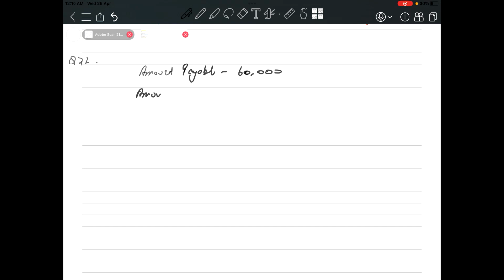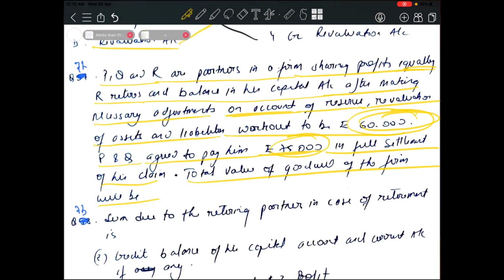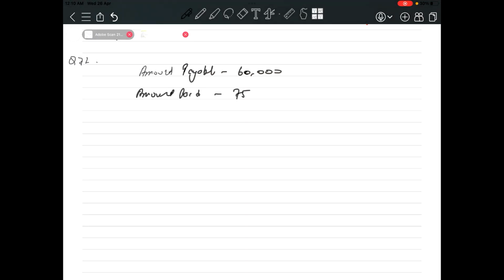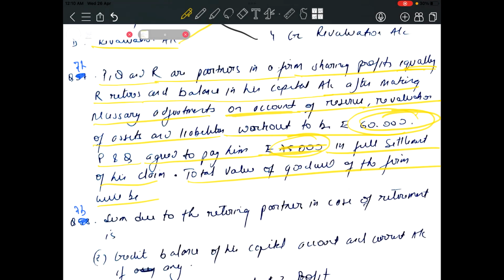And what is the amount paid? Amount paid is 75,000. So they have paid an extra 15,000. This is for what? Goodwill, we know that. We have solved it in the previous question. So this 15,000 is basically for goodwill. Now the question is asking us the total value of goodwill of the firm. We have to calculate the total value of goodwill of the firm.